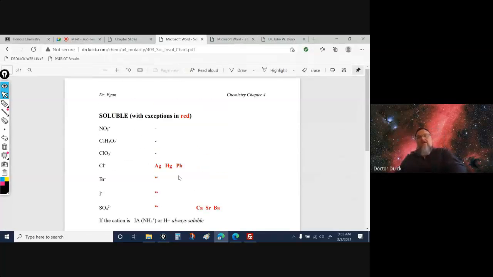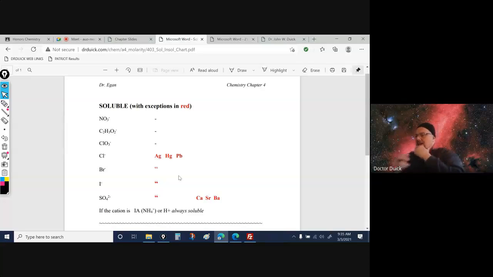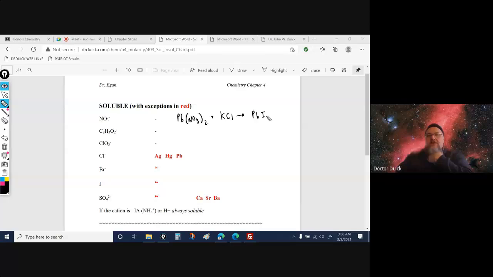This chart right here is a very, very simple way of looking at what's going to be in solution and what's not. So all these things are soluble, except what you see in red. So let's look at our last example, okay? So I had PbNO3 2 plus KCl yields PbI2 plus KNO3. And this was our first chemical reaction.